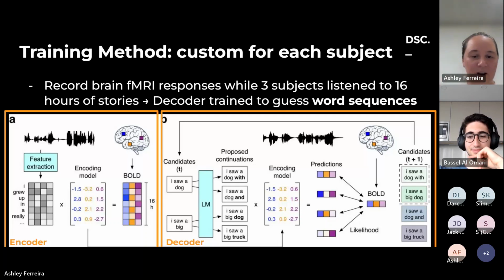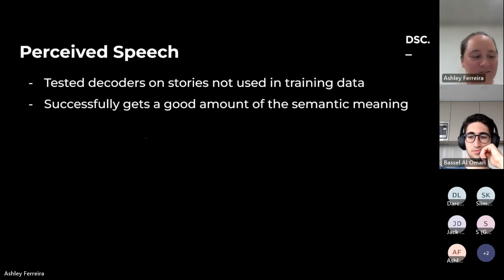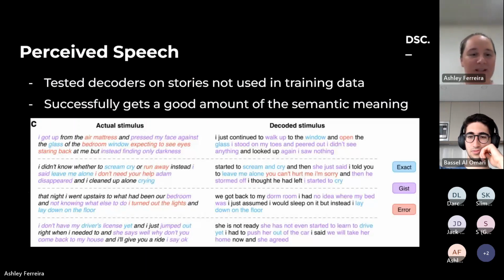The main training set for this encoder decoder was 3 subjects that listened to 16 hours of stories. So they know the text going in, and then they look at their brain fMRIs and try to predict similar text coming out. In terms of the experiments and results, for this perceived speech, where they're having someone listen to something and trying to guess what they're understanding from what they're hearing, they tested on different stories than were used in training data, which is a really good practice, as we all know.